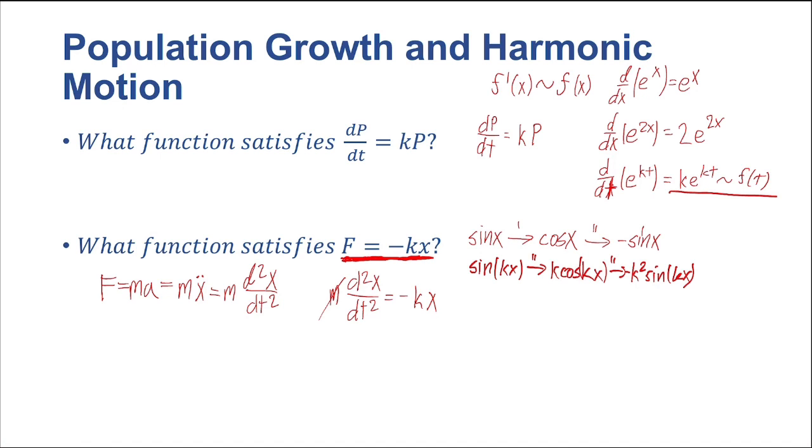Anyways, these are the two types of differential equations that are very important: where the derivative is proportional to the original function, and where the second derivative is proportional to the negative of the original function. The first is for exponentials, and the second is for trigonometric harmonic motion or oscillation. So those are the two that I would really urge you to recognize. All right, now let's go through another example.